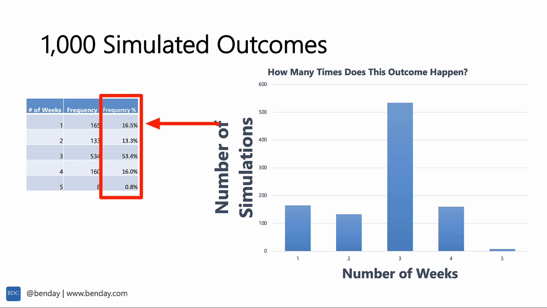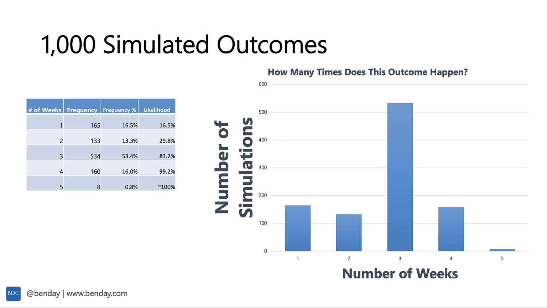How often did we get that outcome? Got it all done in 1 week? That happened 16% of the time. That's not nothing. That's not totally unlikely. 2 weeks, 13%. 3 weeks, 53.4%. 4 weeks was 16%. 5 weeks, 0.8%. So really unlikely that it would take us 5 weeks to get 15 items done. But let's figure out the likelihood.